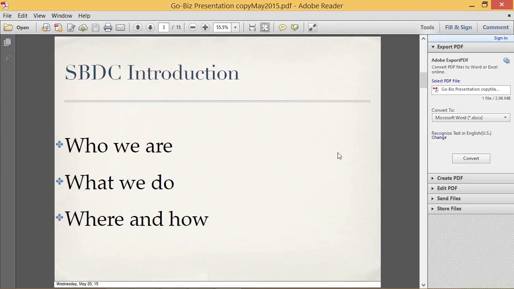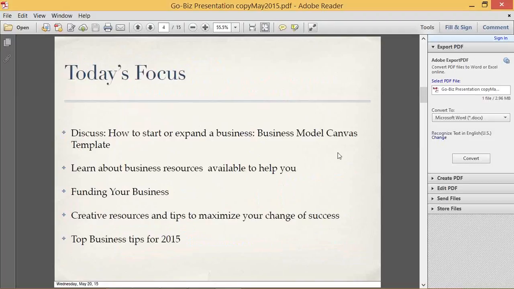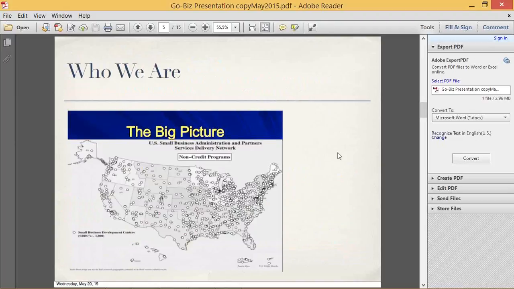By the end of this webinar, an objective is for you to have a grasp of who we are, what we do, and where and how. We want to focus today's webinar on these topics. We're going to discuss how to start or expand a business. We're going to use the business model canvas as really a graphic design of the business plan, learn about business resources available to help you, funding your business, creative resources and tips to maximize your chance for success, and top business tips for 2015.